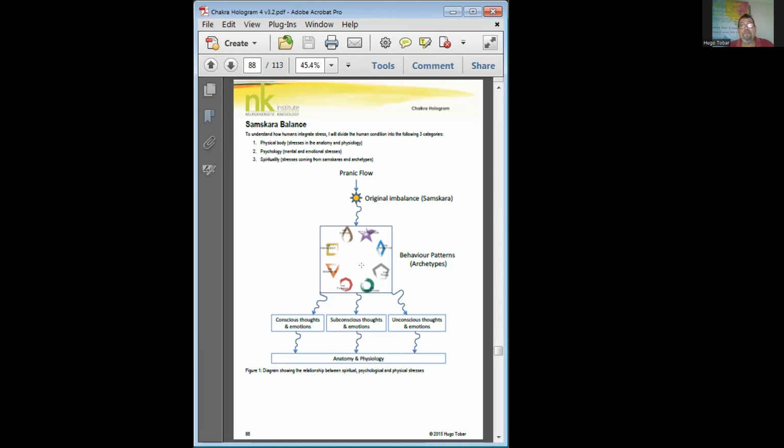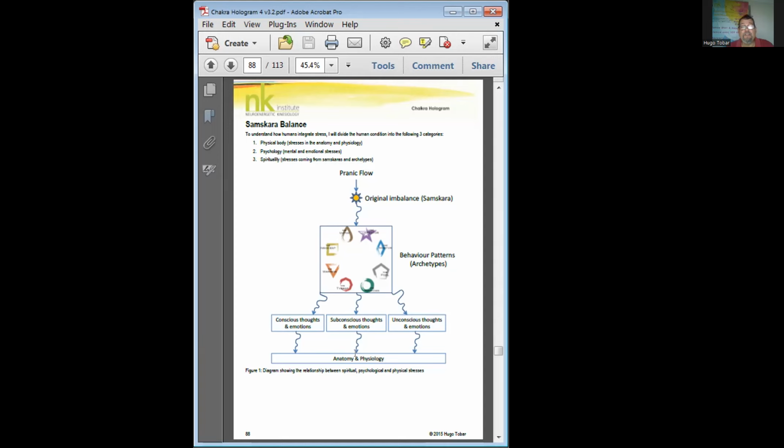From the archetype, you get your thoughts and emotions. These are your thought process and emotional, or your mental and astral levels. These can be conscious, where you're actually consciously aware of it. They can be subconscious, that is, you're consciously aware of it, but you don't know why. And the unconscious is you're not even aware of being emotional, and certainly you don't know why.